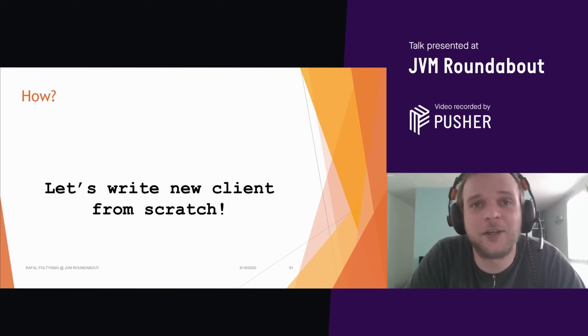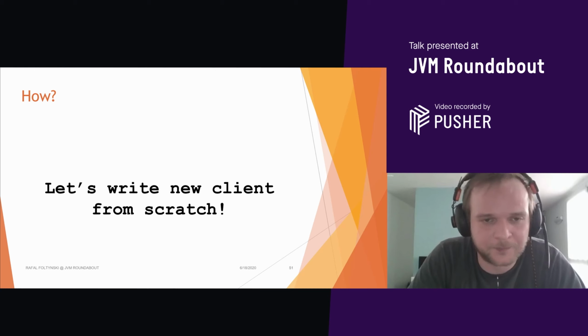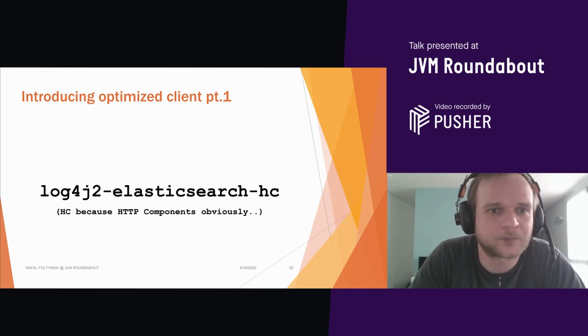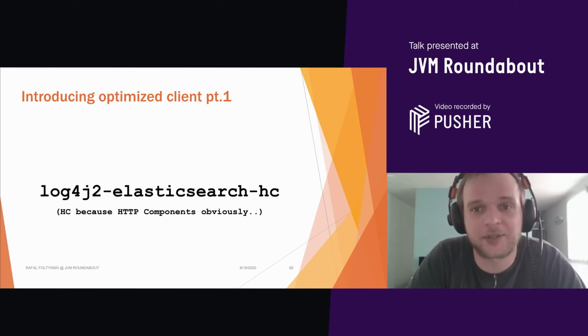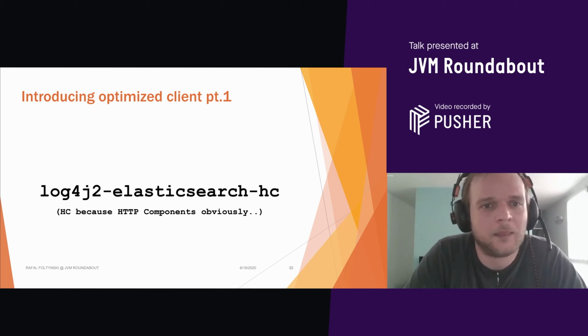Let's write a completely new client from scratch, because I ran out of options with Jest. So I've decided to just take the Apache HTTP client, as Jest did, and write a completely new API on top of that. The API is focused solely on lowering the overheads and decreasing the memory allocation first. So, interesting: Log4j2 Elasticsearch HC, which was released at the beginning of this year. HC because HTTP components, obviously.